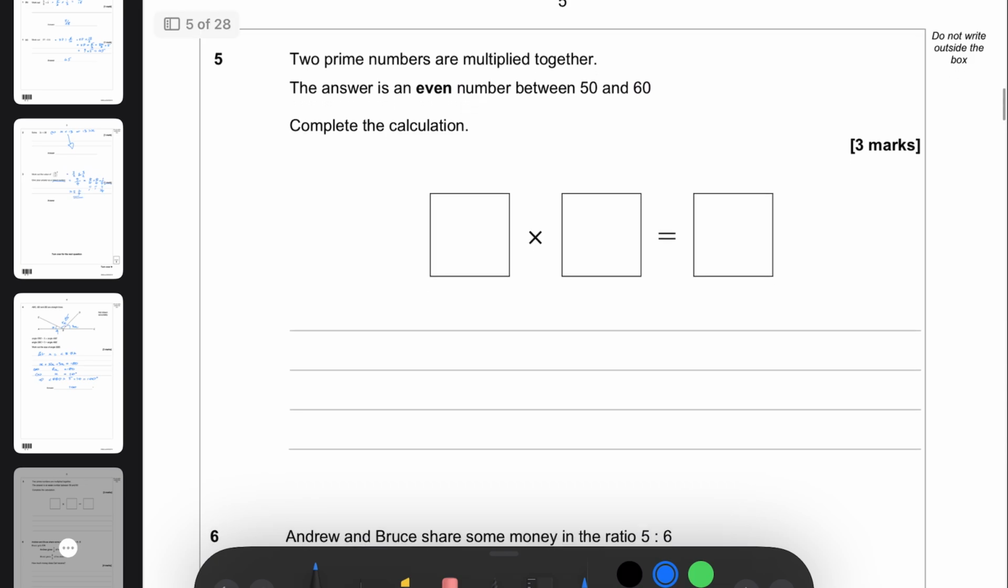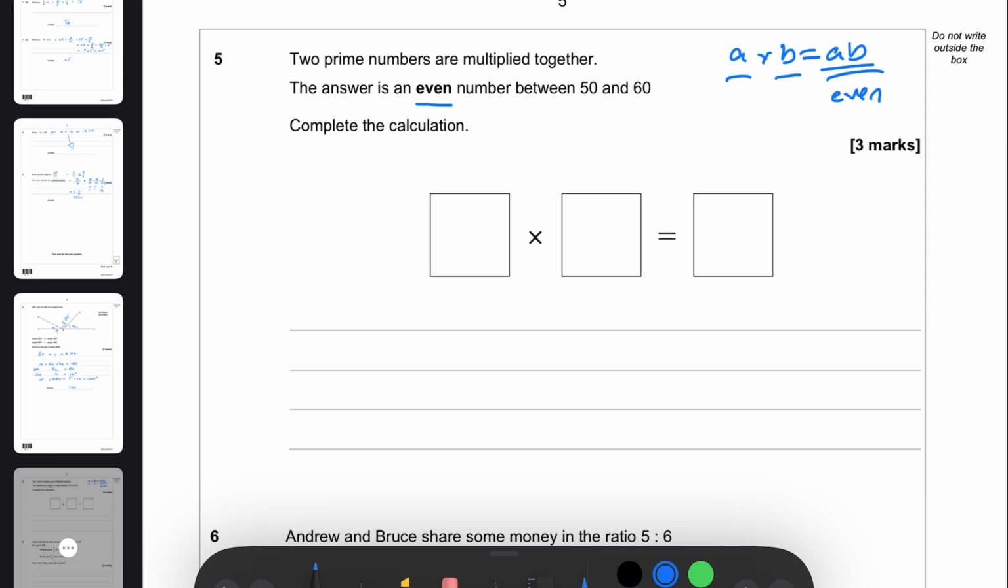Two prime numbers are multiplied together, the answer is an even number between 50 and 60, complete the calculation. Right, so this requires a little bit of thinking. So you know that the answer is an even number, and how do you get an even number in a multiplication? Well, a times b equals ab, so if ab has to be even, either a has to be even or b has to be even, one of the two.